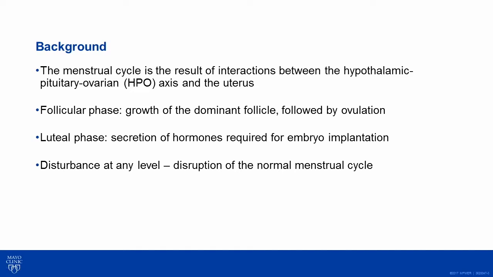Just a couple of words regarding the background and the physiology of the menstrual cycle. We do know that it is the result of a complex interaction between the hypothalamus, the pituitary gland, the ovaries, and the uterus. It is divided in two phases: the follicular phase, where we see the growth of the dominant follicle, followed by ovulation, and then the luteal phase comes in, where the uterine lining gets ready for implantation. If that doesn't happen, then menstrual bleeding occurs.